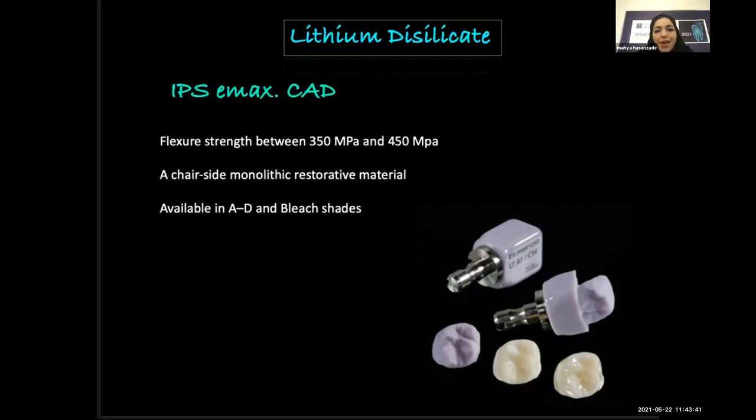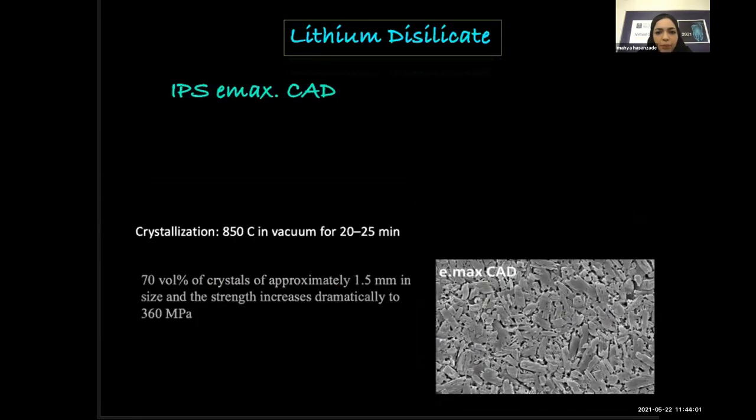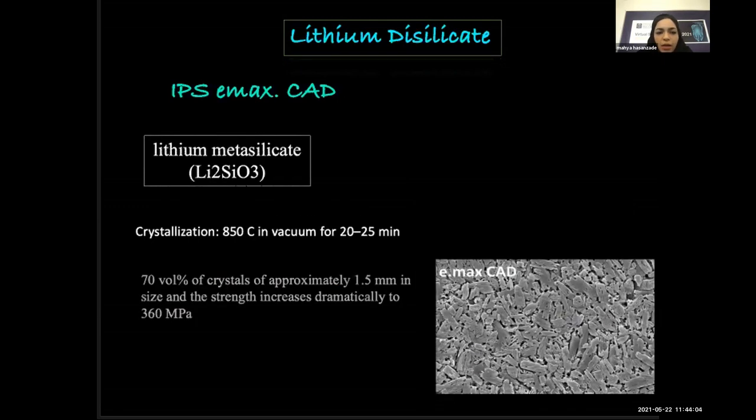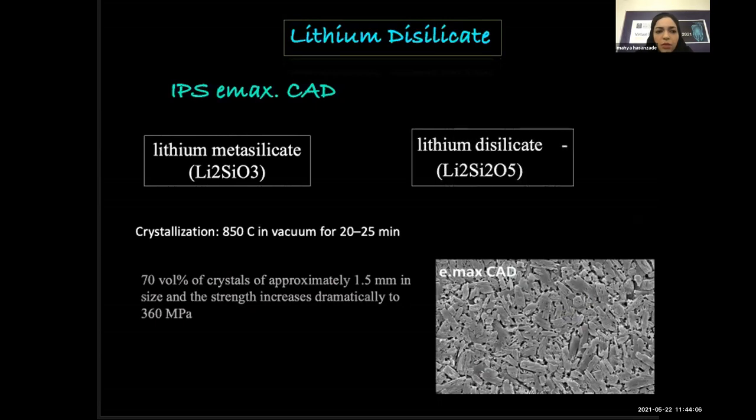These blocks, IPS e.max CAD, are available in A to D and bleach shades, as well as in 3 translucencies. But if you go and buy lithium disilicate IPS e.max CAD blocks, you find them in a pre-crystallized or blue state. But why are IPS e.max CAD blocks in blue state?